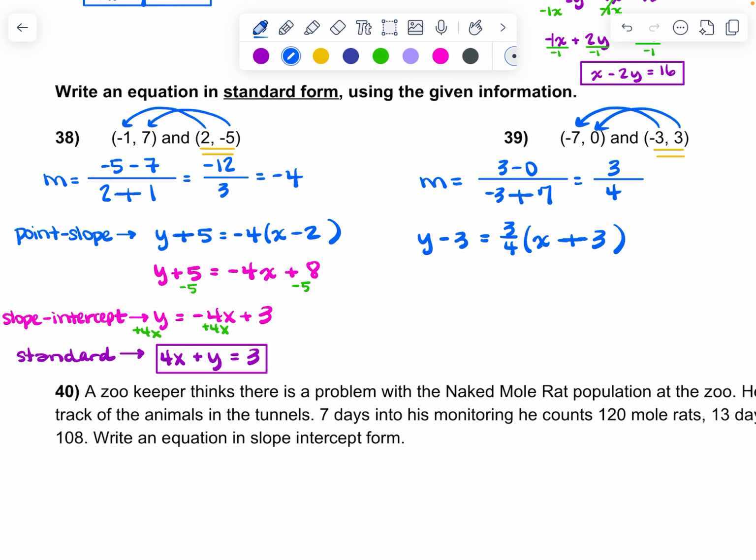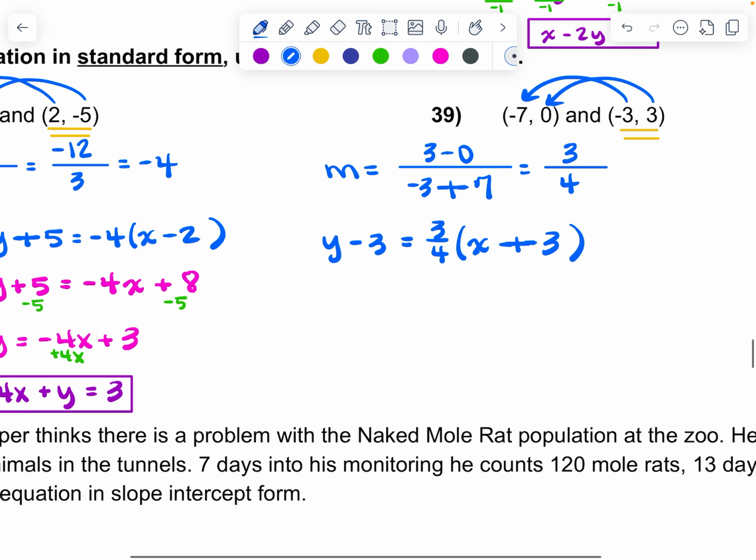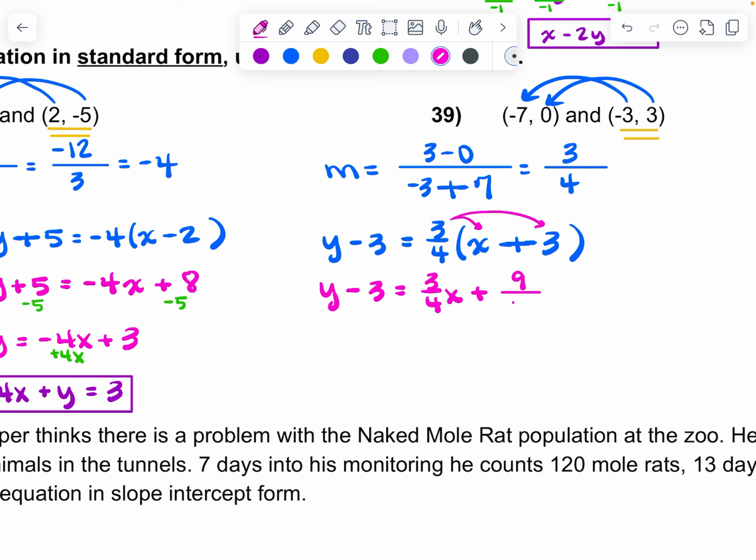All right. Now we need to convert to slope intercept form. Okay, so here we go. y minus 3 equals 3/4 x plus, now this is not going to be a friendly distribution, right? Because 3/4 times 3 is going to give us 9/4. Again, please use your calculators, right? It's easy to just type that in your calculator and hit math, enter, enter, and realize that that's 9/4.